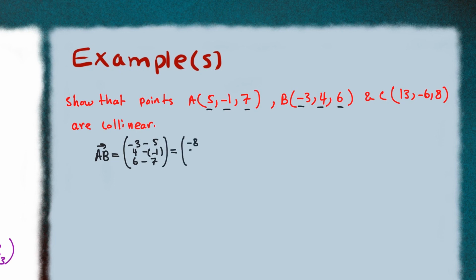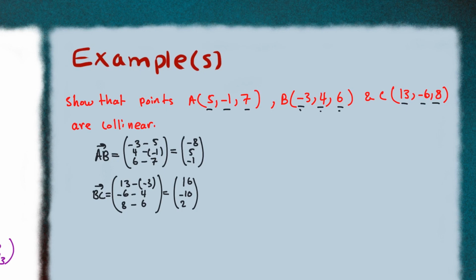In this case, vector AB can be found by subtracting the coordinates of point A from point B, and vector BC can be found by subtracting the coordinates of point B from point C. Once we have that, we want to prove that vector BC is equal to K times vector AB. So we write vector BC, which we already have, as 16, negative 10, 2 for its components, and that's going to equal K times negative 8, 5, and negative 1.